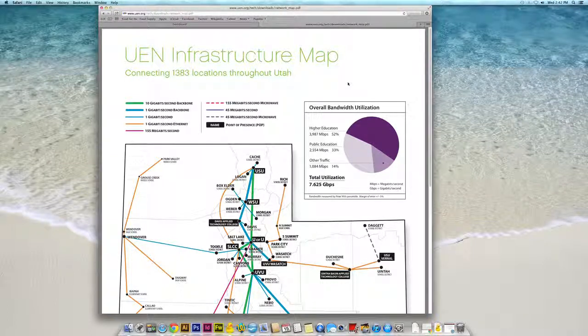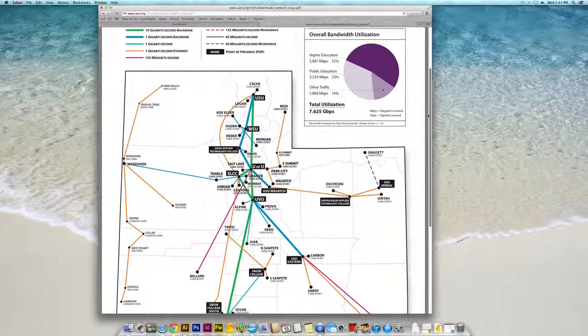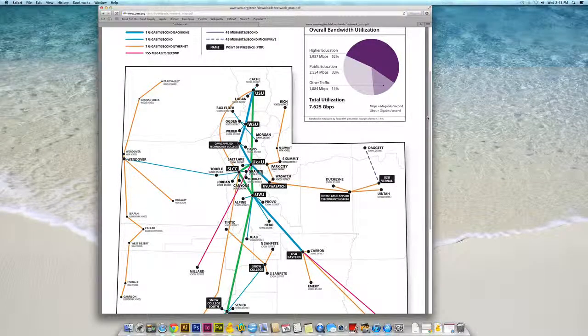UEN stands for Utah Educational Network. So this is the network infrastructure map that connects Utah educational, public, higher ed, and other institutions throughout the state of Utah. What's interesting about it is you can kind of see where there are really fast network connections and where there are not so fast network connections.